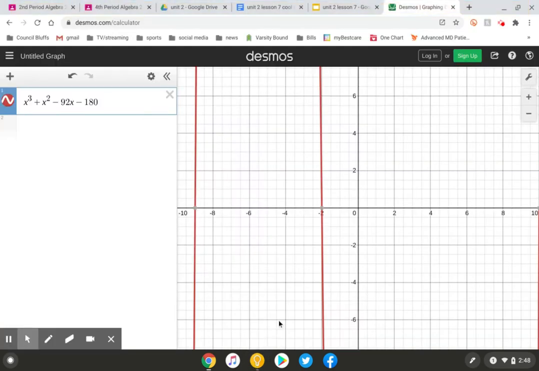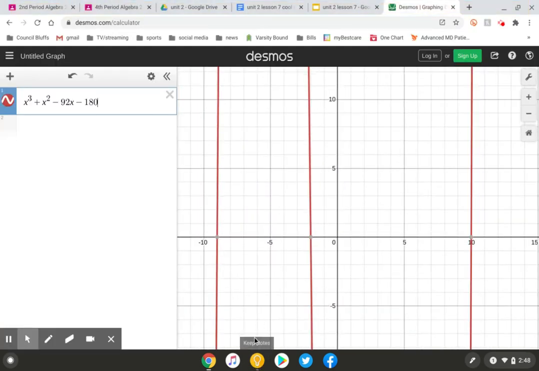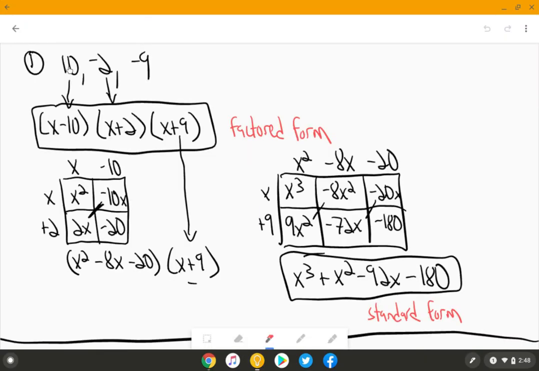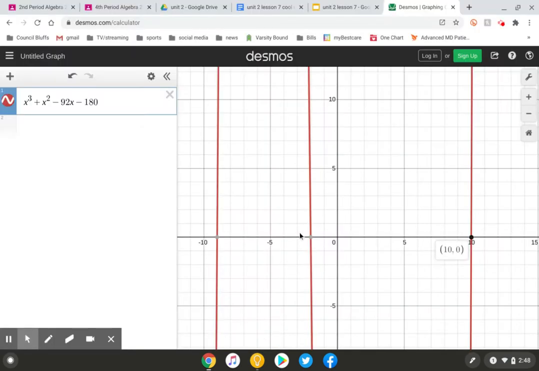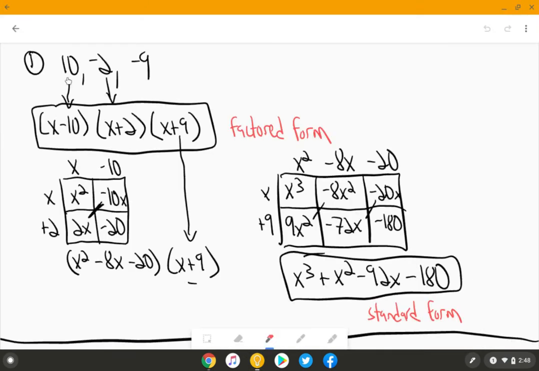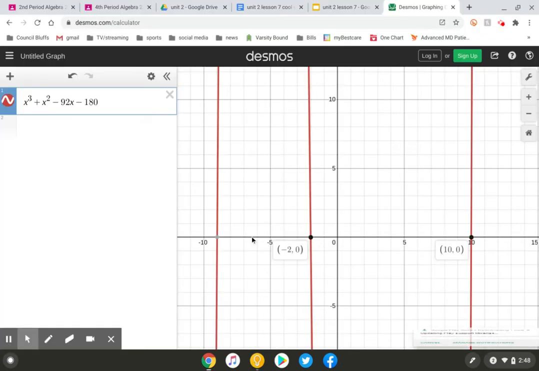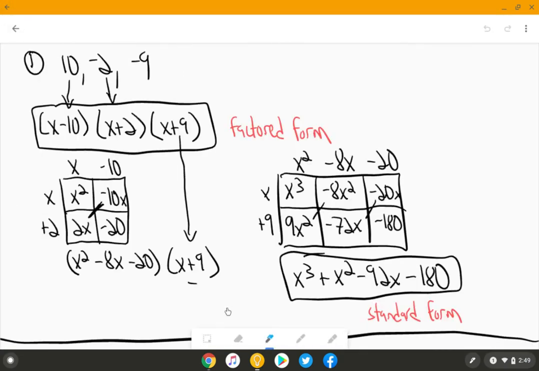And if we look, let's zoom out just a little bit. If we look at where the x-intercepts are, we have an x-intercept at 10. That's where we started. We have an x-intercept at negative 2. There we go. And we have an x-intercept at negative 9. So we know we are correct.